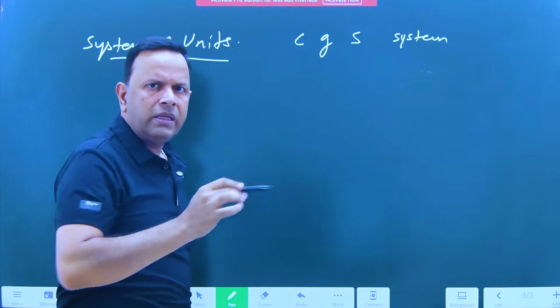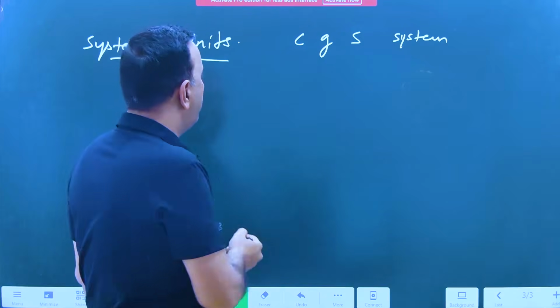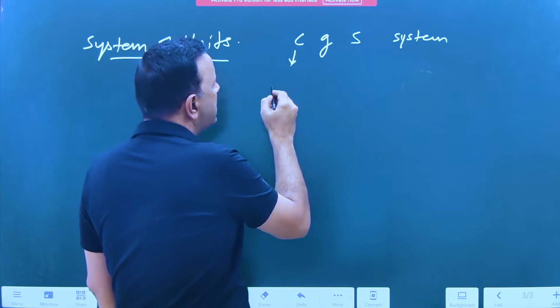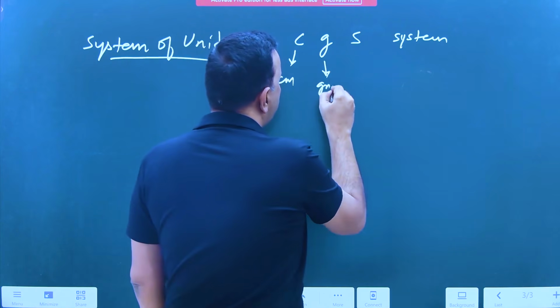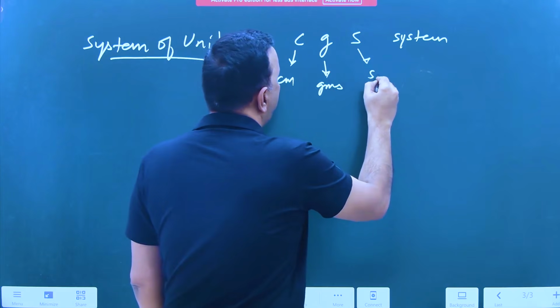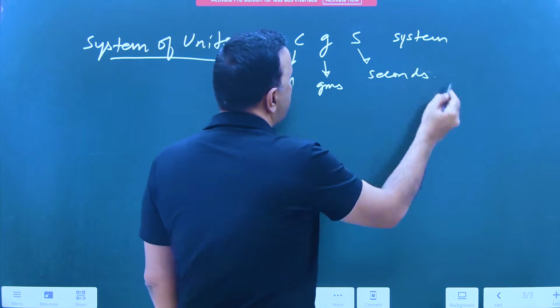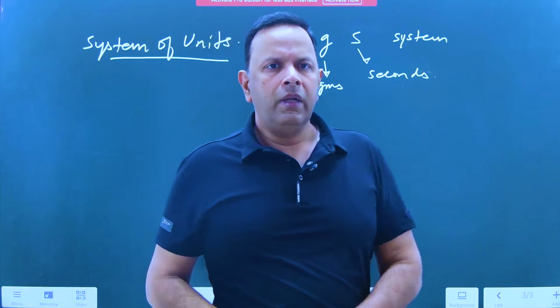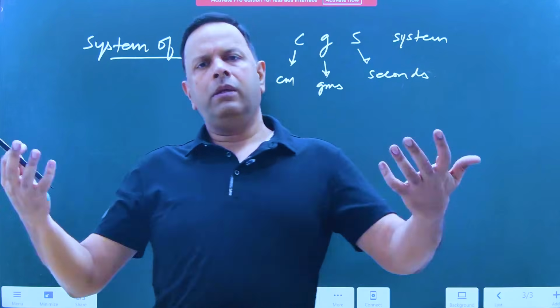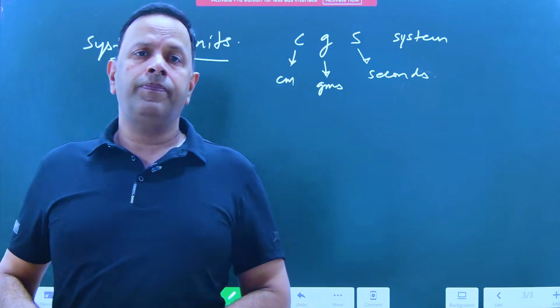So when I say CGS, what do I mean? I mean that distance will be measured in centimeter, mass will be measured in grams, and time will be measured in seconds. So people agreed to it, and it became an accepted system.